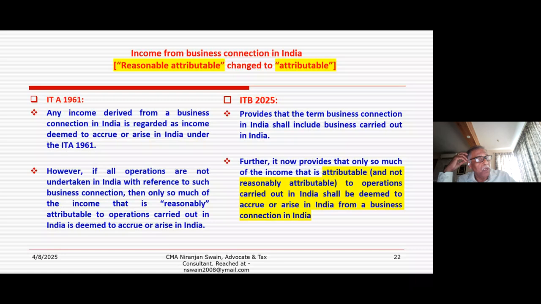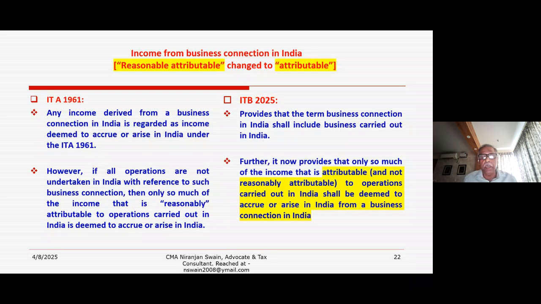Similarly, the government tried to amend many sections, particularly income from business connection in India. If any non-resident, or anybody from outside India, has a business connection in India, then the income will be taxable in India. And regarding business connection in India, because a specific account was not prepared and it was prepared along with the consolidated financial statement, sometimes it was found difficult.